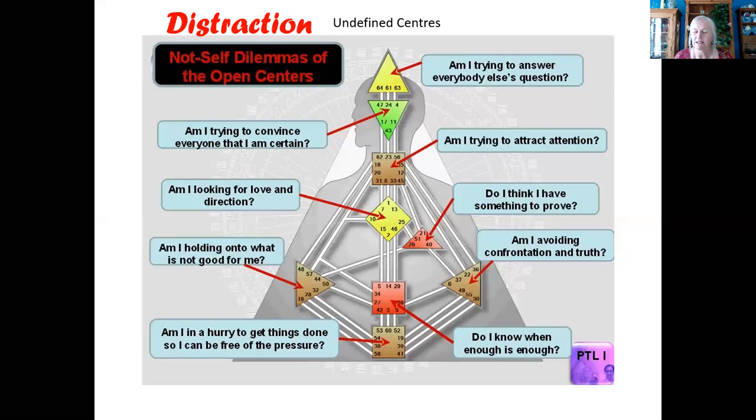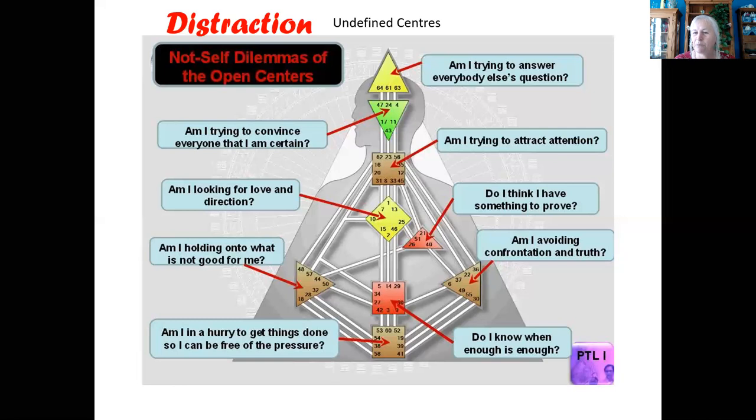With the will center, the little red triangle, do I think I have something to prove? Are you really trying hard to prove your worth to somebody? It could be even to somebody who's no longer alive. This is the pressure of conditioning, that it can leave these imprints in us, which we keep trying to fulfill long after the person has left this world. In what way are you pushing yourself to prove that you're worthy, rather than just saying, well, actually, I'm good enough as I am?